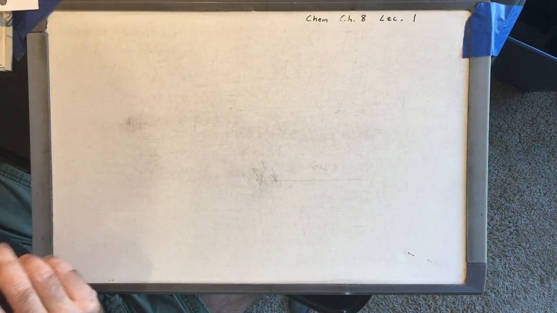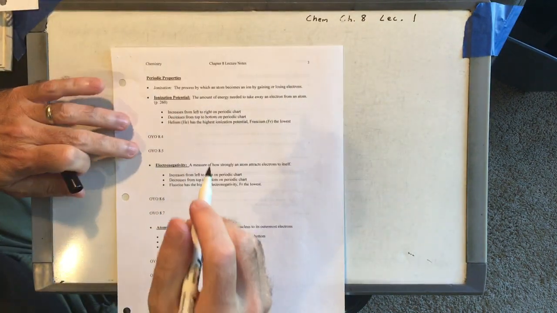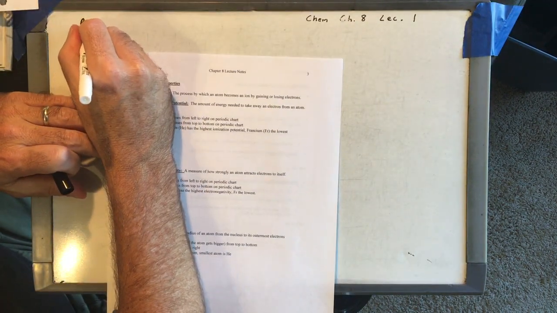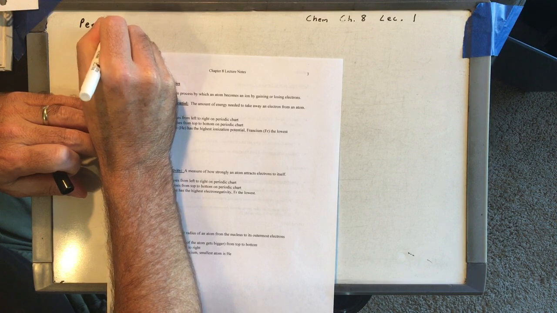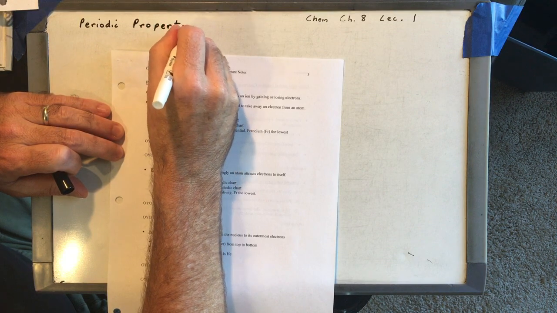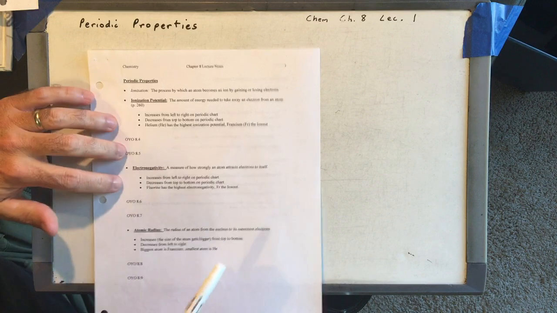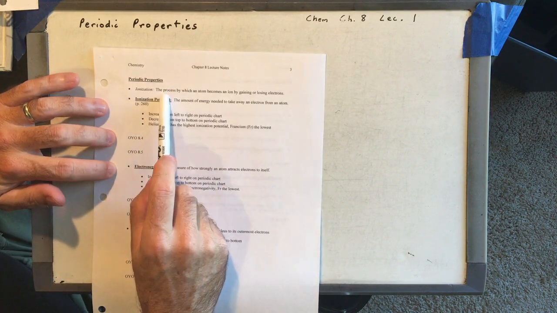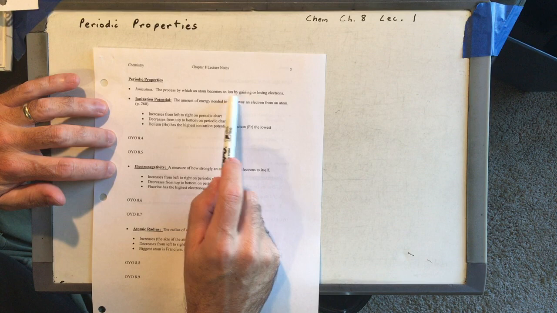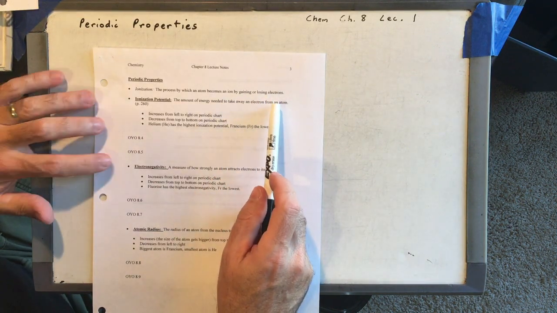All right, page 3, sorry, that's page 5. Page 3, we're going to go over periodic properties, all right? And this is not a hard concept. You can look at the periodic table and tell some major things about an element. So ionization means the process by which an atom becomes an ion by gaining or losing electrons. That's what we've been talking about the whole last 2 pages of notes.